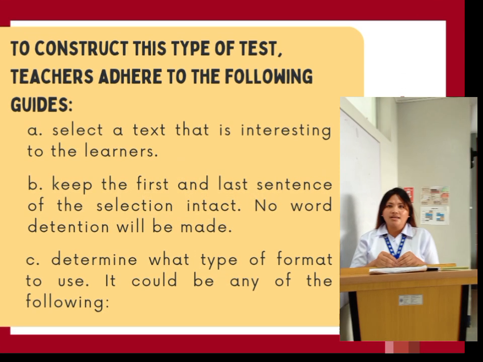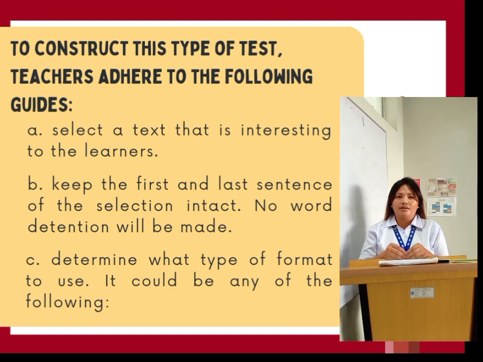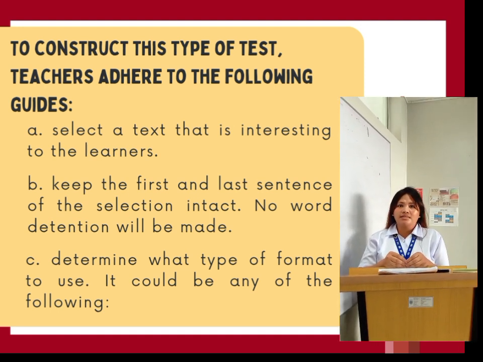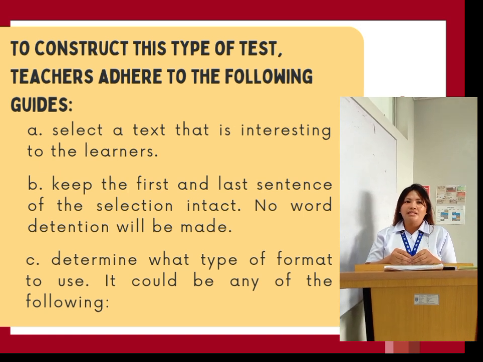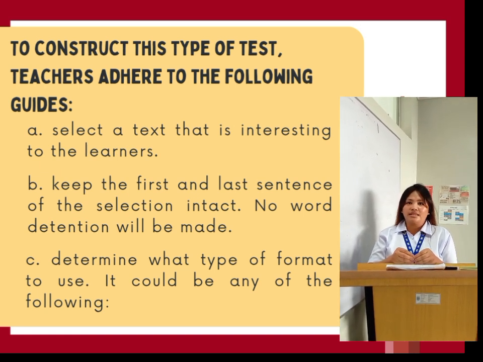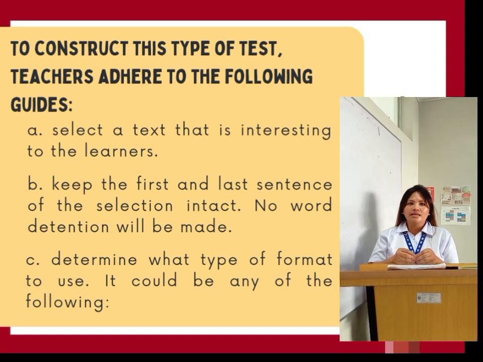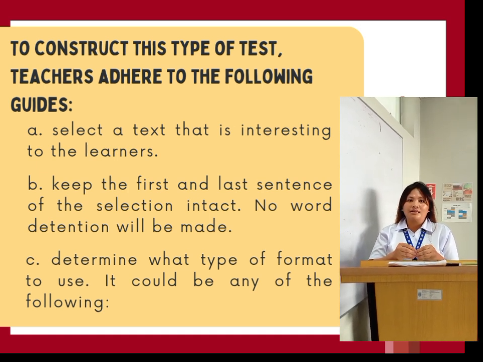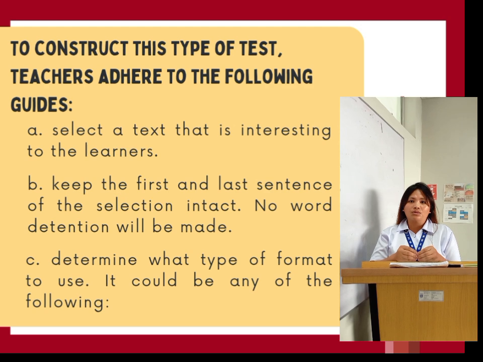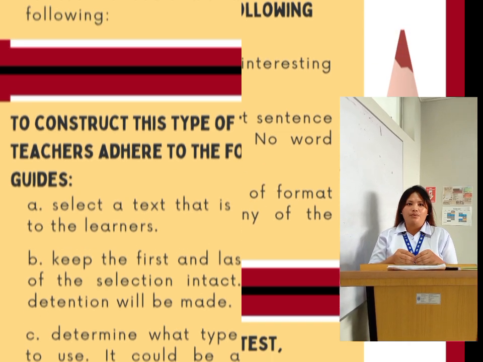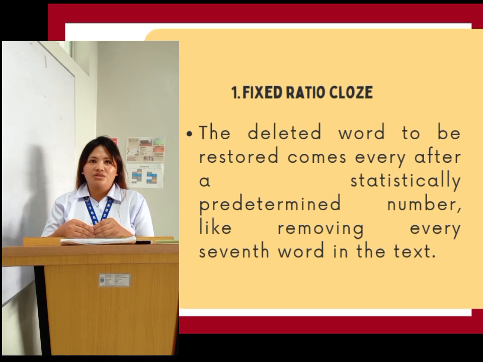From this type of test, teachers adhere to the following guides. A, select a text that is interesting to the learners. B, keep the first and last sentence of the selection intact; no word deletions will be made. C, determine what type of format to use, and it could be any of the following. First, we have the fixed ratio cloze.